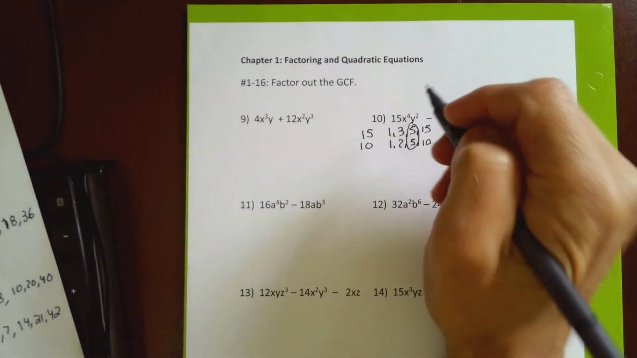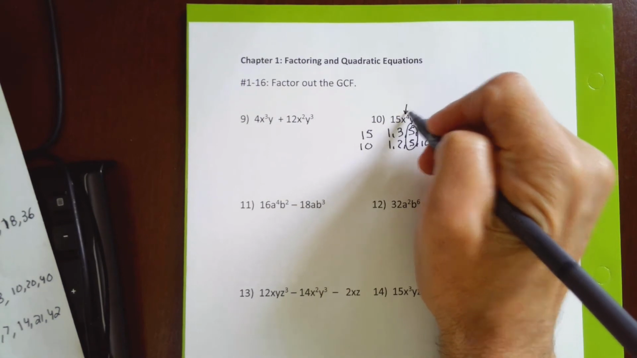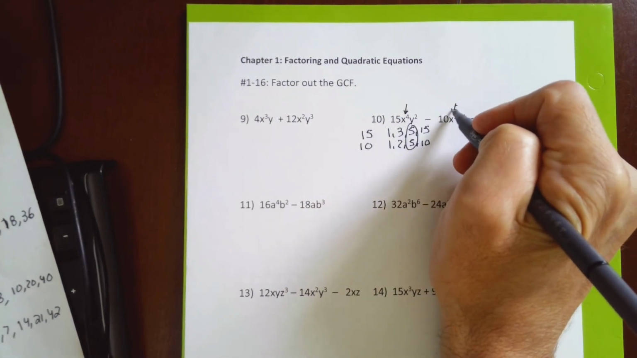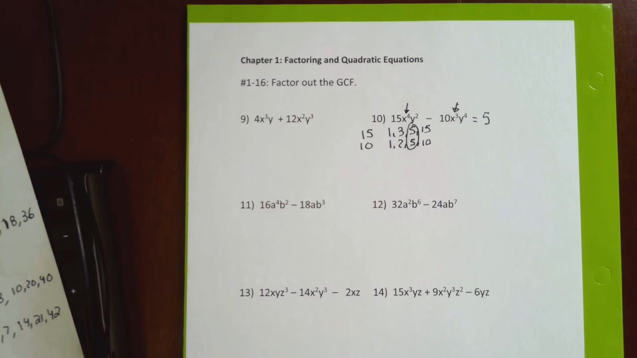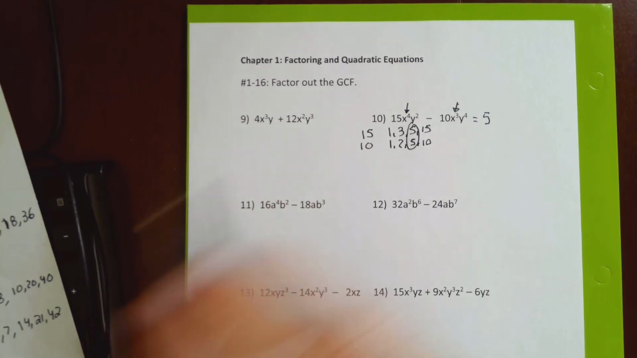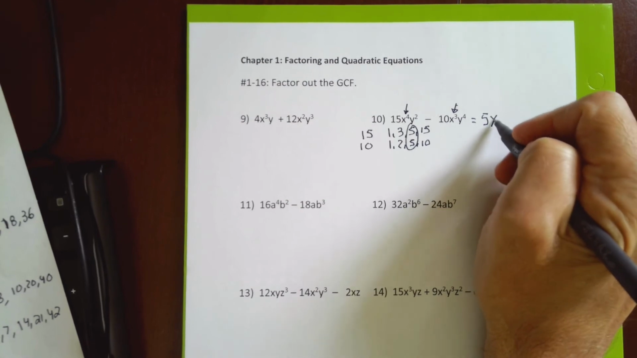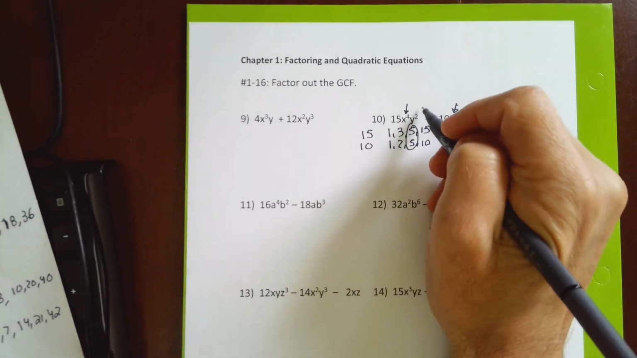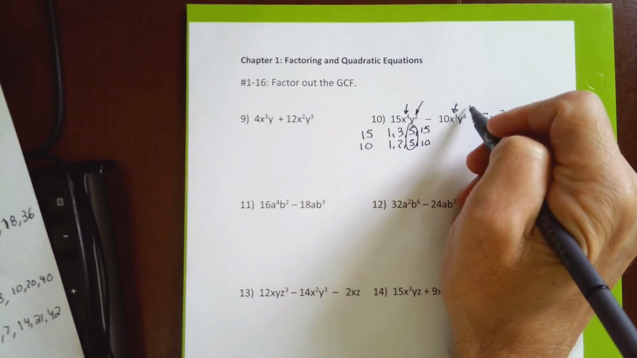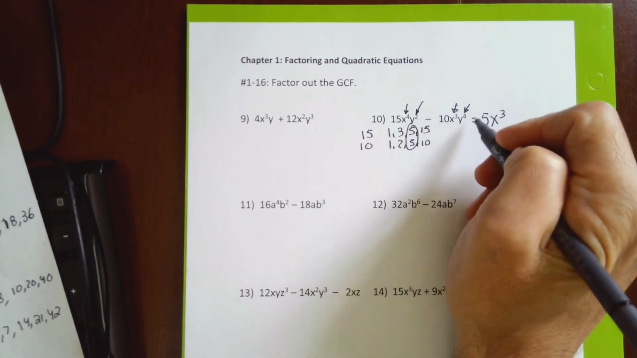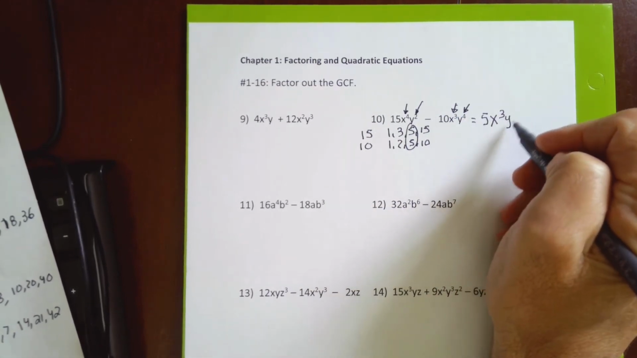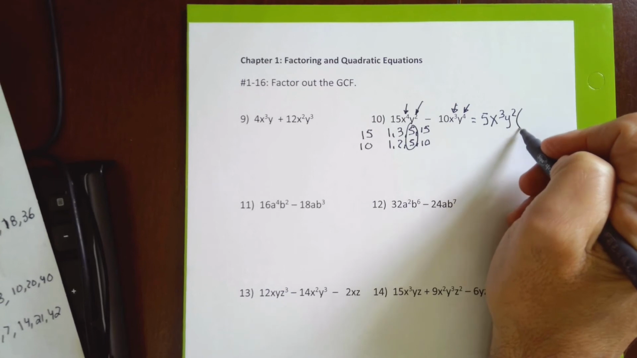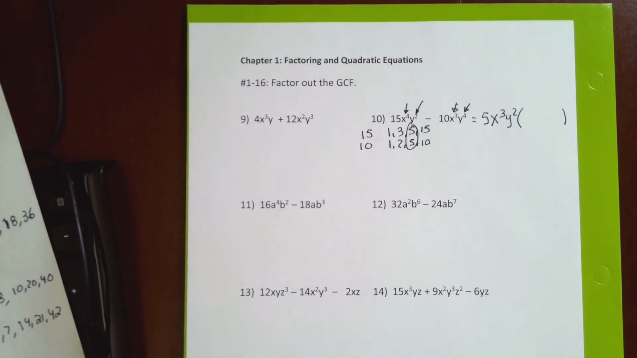And now I look at the variables. On either side of the minus sign, there's x's on each. Since both terms have an x, I take the smaller exponent, which is an x cubed. And on either side of the minus sign, each term has a y. I have a y squared and a y to the 4th. The smaller exponent is the y squared. So now I've figured out my common factor.